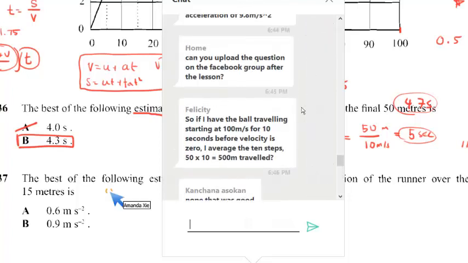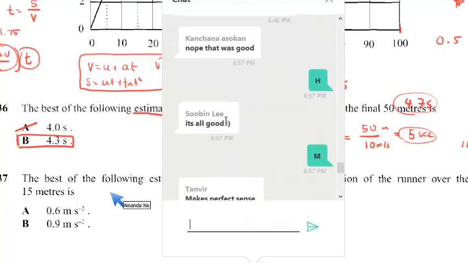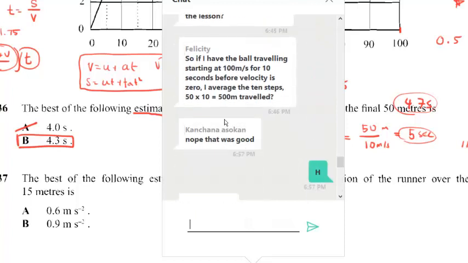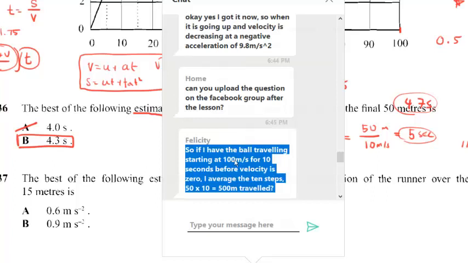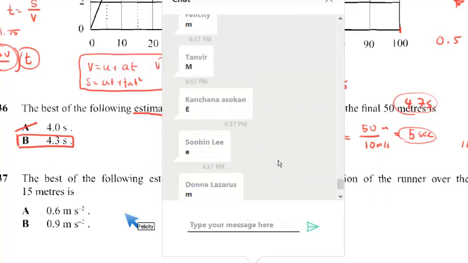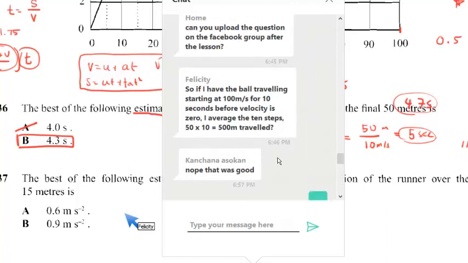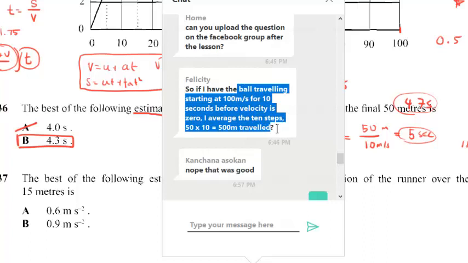All right, so I got a question from Felicity. You asked me: if I have the ball traveling 100 meters for 10 seconds before the velocity is 0, what is the average of the... 500 meters. Yeah. Okay. So if we just come back to this one.